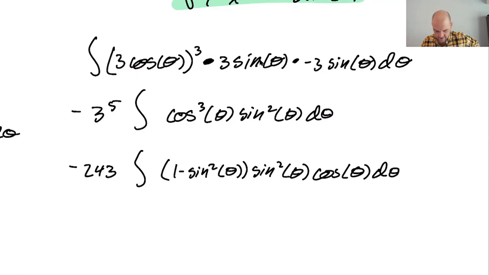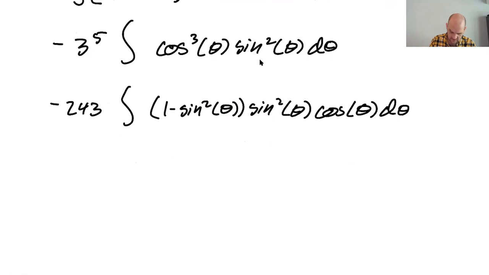So the reason that happened is that we took cosine cubed and made it cosine squared times cosine, and then I changed cosine squared into 1 minus sine squared. And now I'm basically doing a u substitution where if u is equal to sine of theta, then du is going to be cosine of theta.